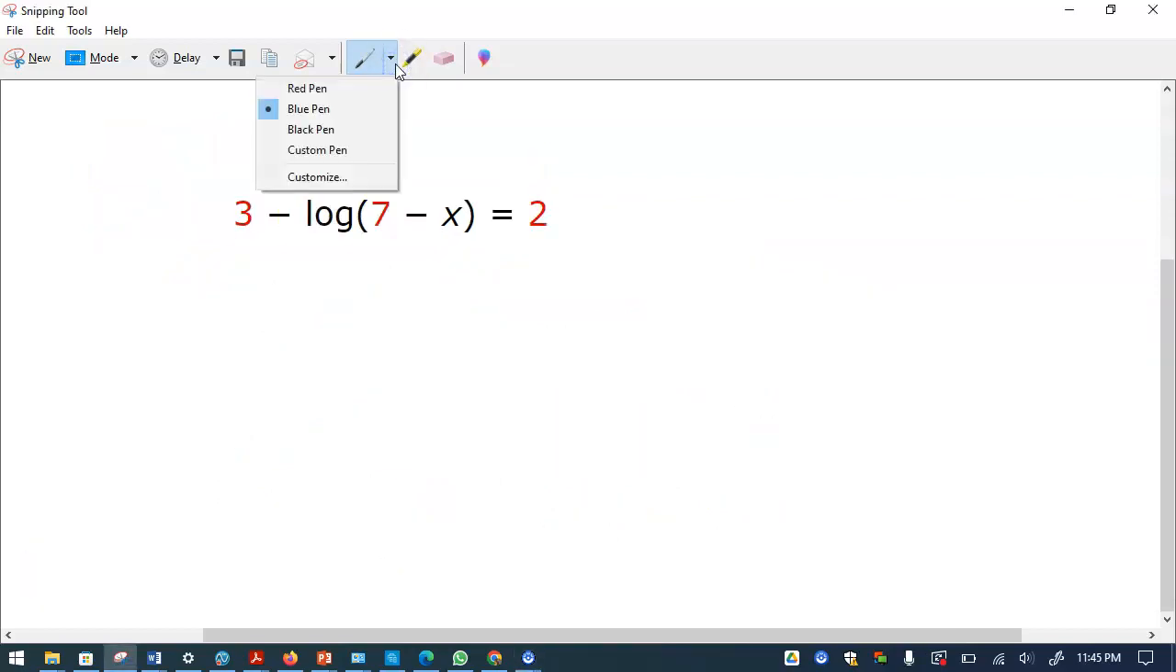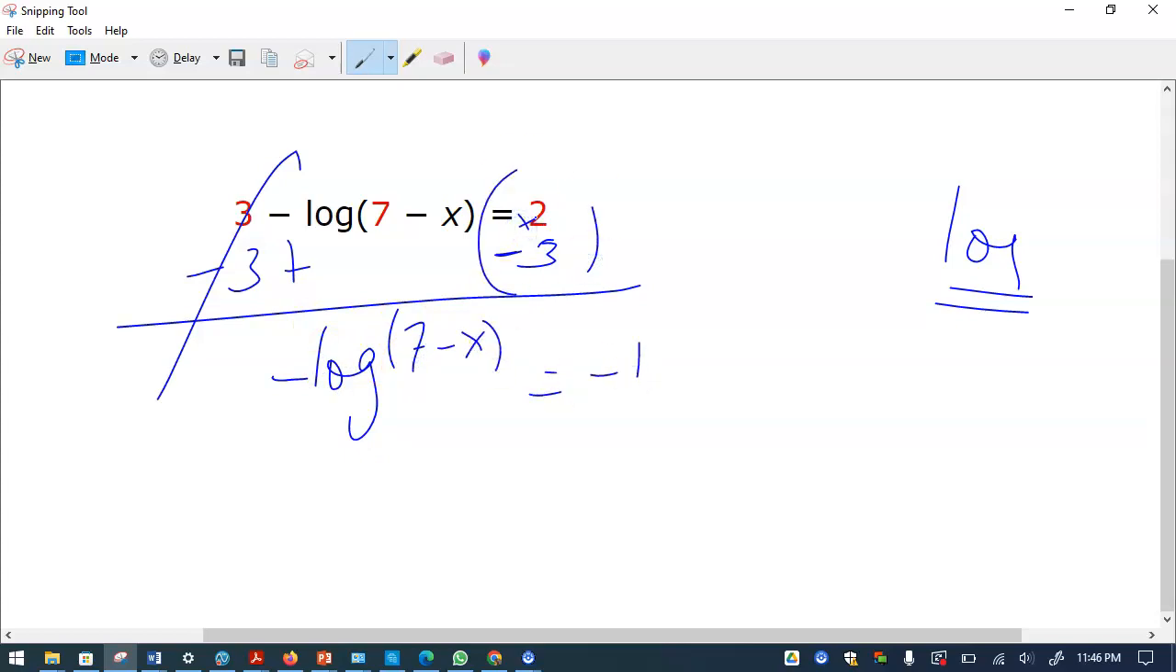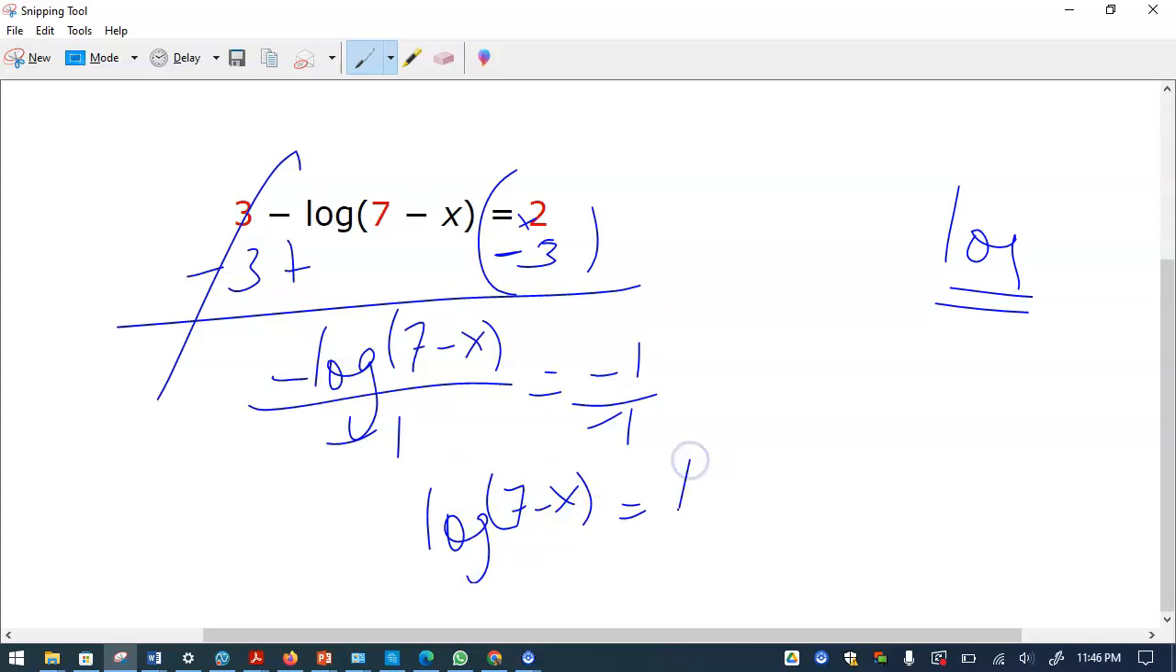Now again you want to solve for x. All you do is subtract 3 from both sides so that I have only the log on the left side first. Okay, so this goes away and you get log of minus 1, because that's plus 2 and minus 3. Now dividing by negative 1, you get logarithm of 7 minus x equals 1. And what does it mean? That's a 10, right? Of course, when you have a 1, it means the base and this are the same thing, right? So 7 minus x is 10.